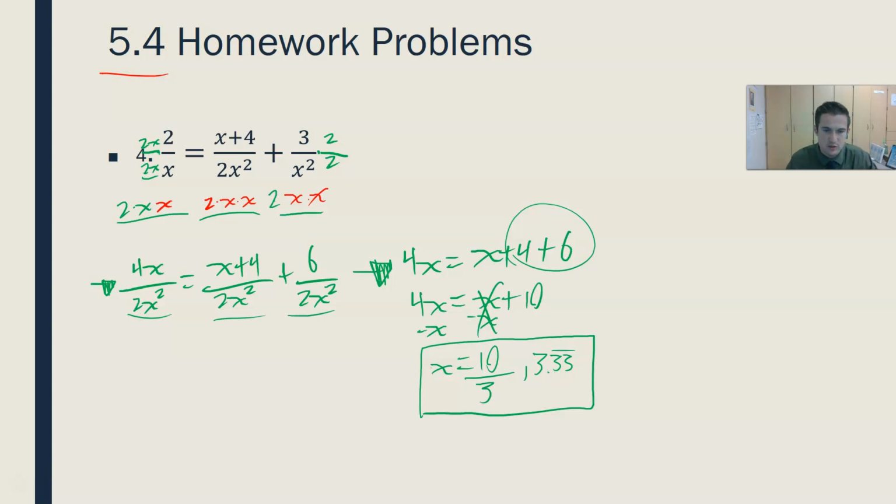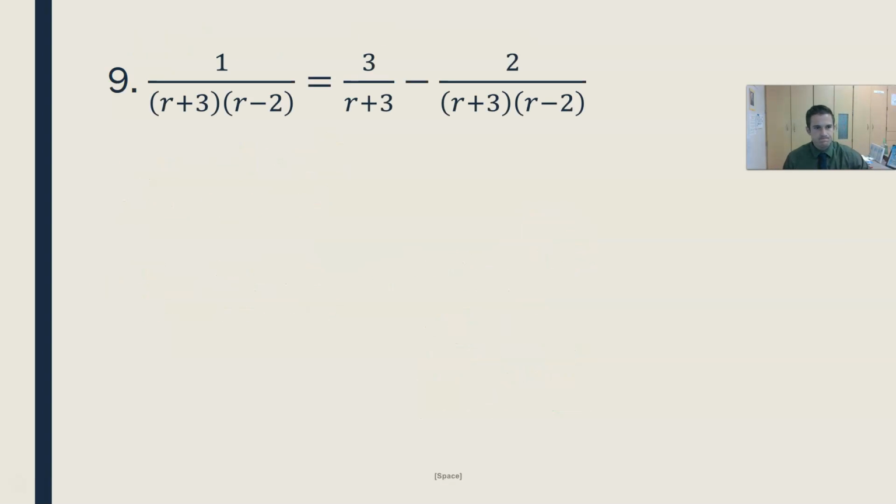Okay, that's number 4 on your homework. This one's number 9 on your homework. I have 1 over r plus 3 times r minus 2 equals 3 over r plus 3 minus 2 over r plus 3 times r minus 2.